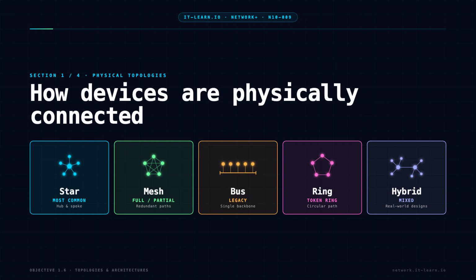Let us start with network topologies. A topology describes the arrangement of devices and connections in a network. There are two perspectives to consider: physical topology, which is how devices are physically wired, and logical topology, which describes how data flows through the network regardless of the physical layout.